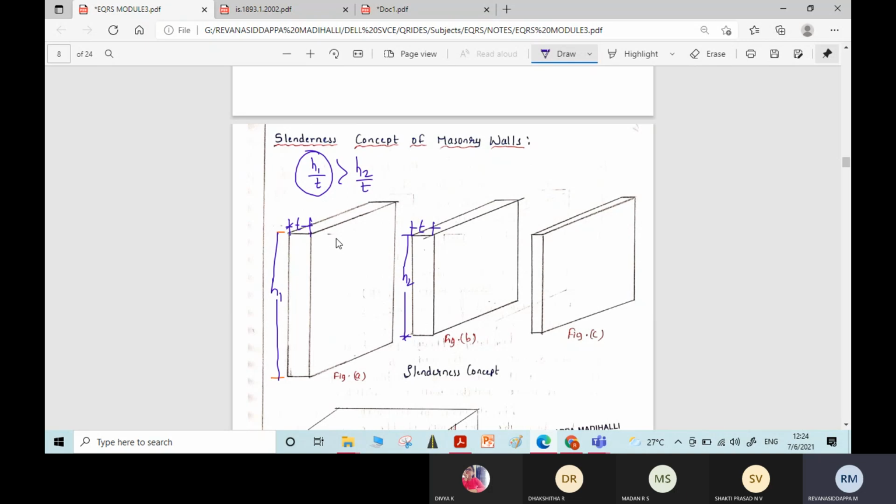Then when you compare figure B and figure C, the heights are the same. Whatever the height of figure B is, it has the same height, H2. But the thickness of the wall in figure C is different. It is somewhat lesser than the actual thickness T. Let us take this as T3. In this case, the thickness of the third wall is less than the thickness of the second wall.